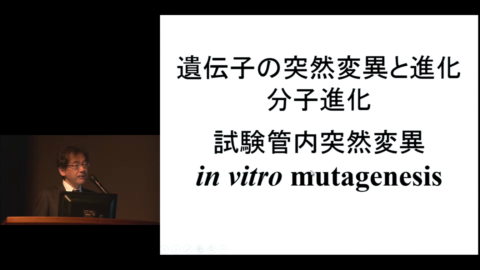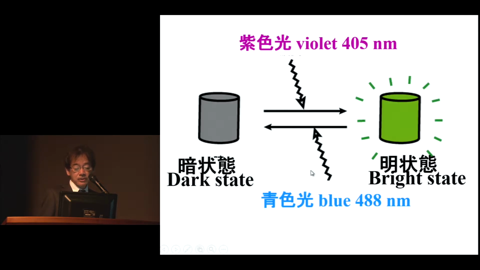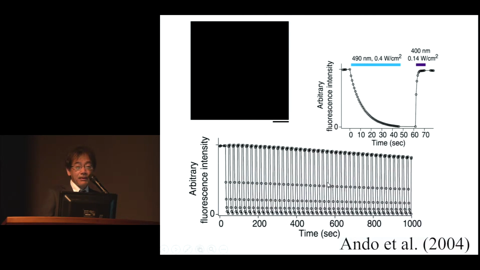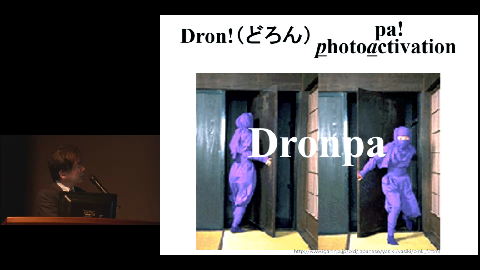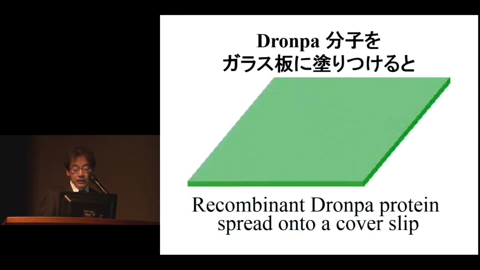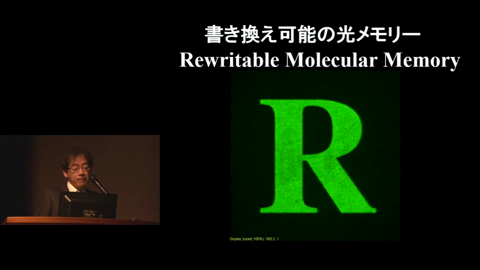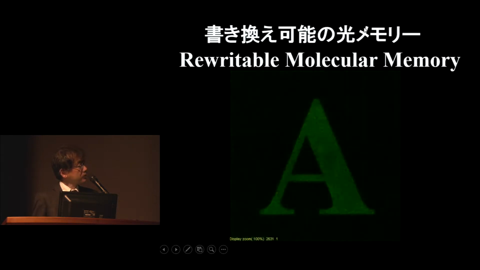mutagenesis. And after relentless mutagenesis, she made it photochromic. So now we can convert the protein between the dark and bright state, using two different colors, blue and violet, for on and off regulation. And we named the protein DRONPA. DRON is a mimetic word for disappearance, and PA stands for photoactivation. And we prepared the recombinant DRONPA protein to make a rewritable molecular memory system.